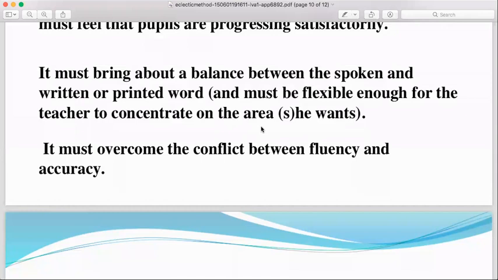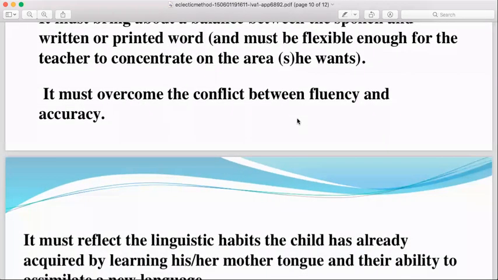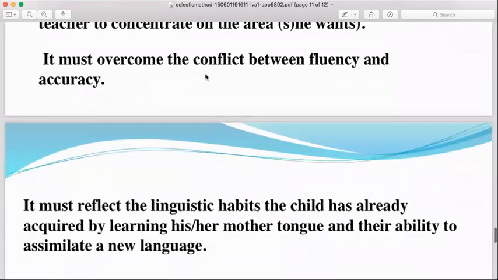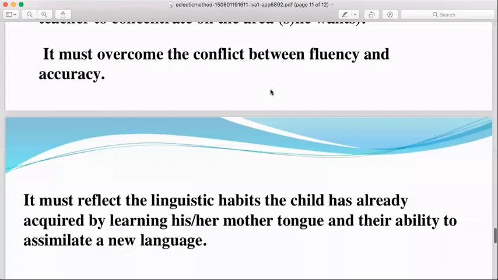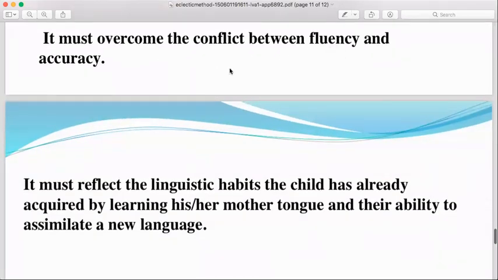It's a very balanced kind of approach between spoken and written or printed words, and that really depends not on the teacher but on the needs of the students. What skills do they need more in a particular environment? It must overcome the conflict between fluency and accuracy. Fluency is for the spoken language, and more concern with the correctness of language is called accuracy in written language. So it's the teacher and the students who would decide what should be their focus.